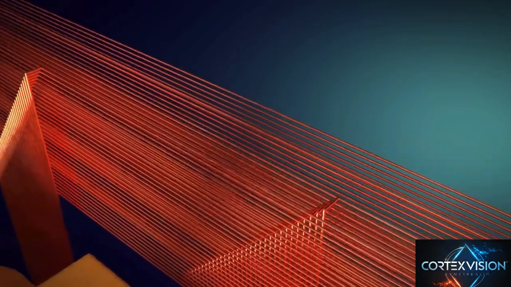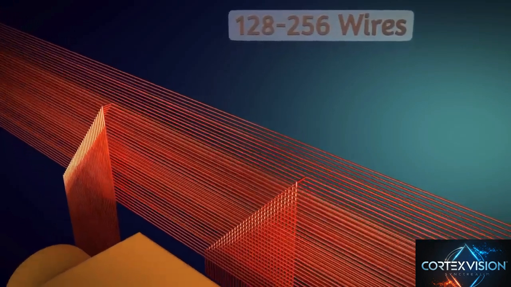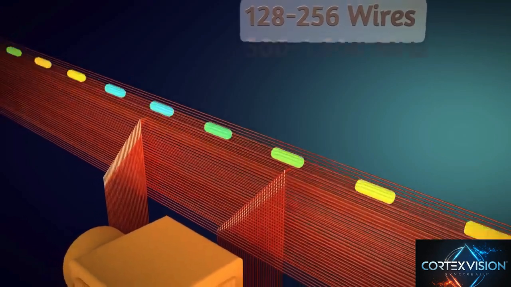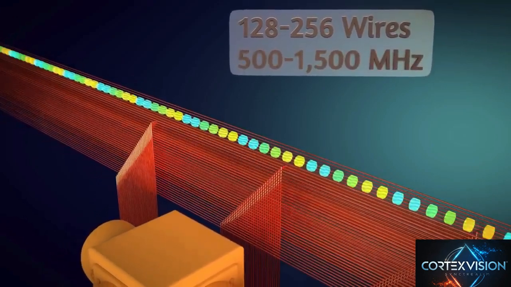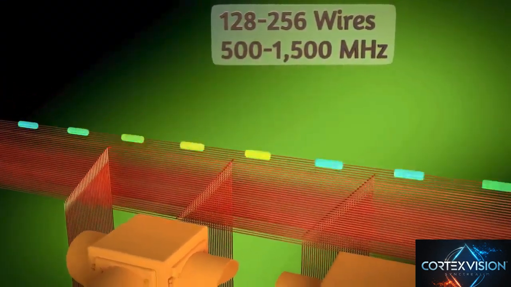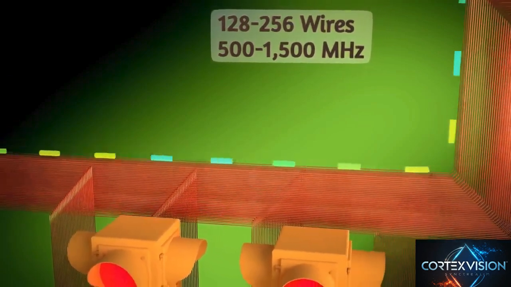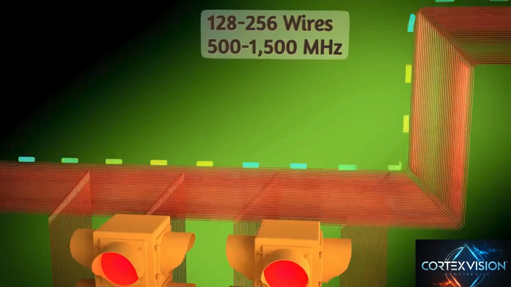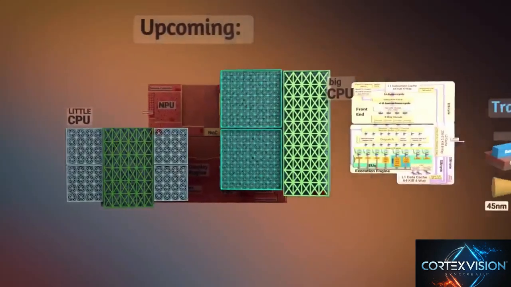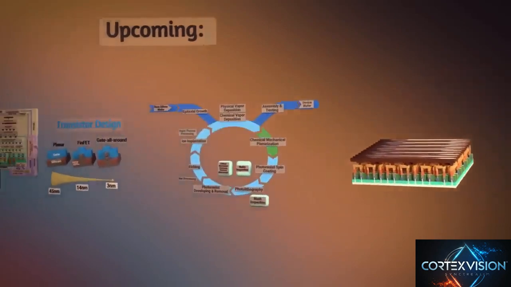Depending on required data rates, there are typically 128 or 256 wires running parallel to one another, carrying 1 bit at a time and operating between 500 and 1500 megahertz. In order to avoid wasting power from your smartphone's battery, the frequency and resulting data transfer rates across the network on a chip ramp up and down depending on the requirements of the applications you're running, and this feature is called dynamic frequency scaling.